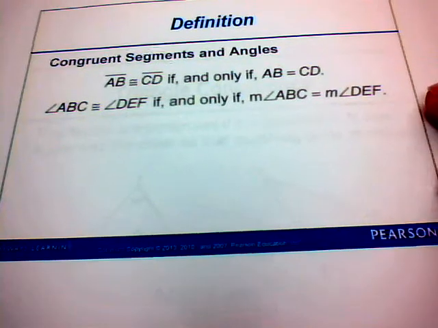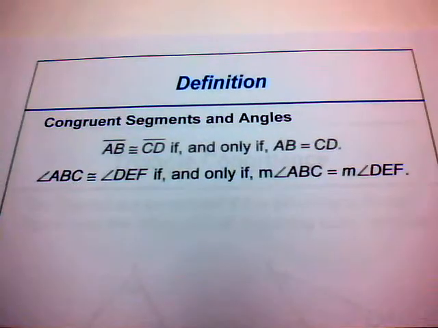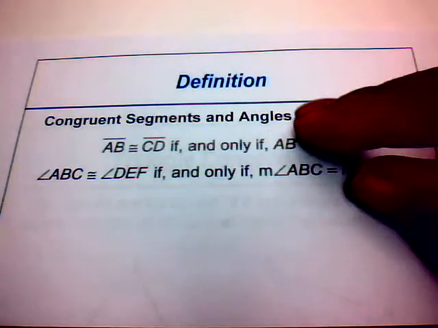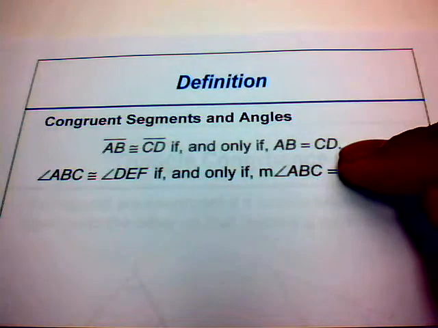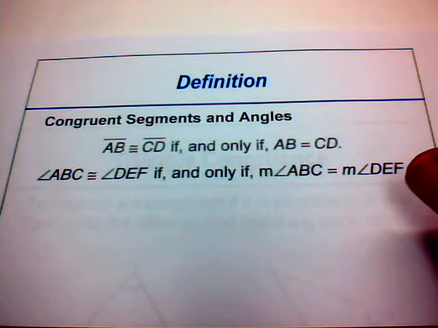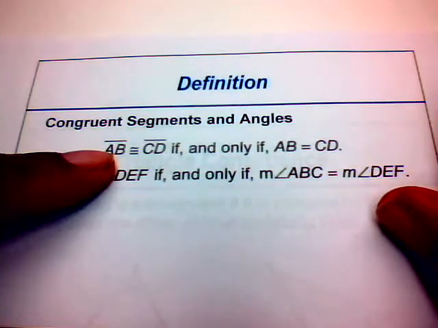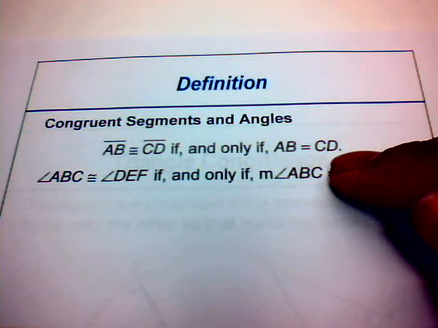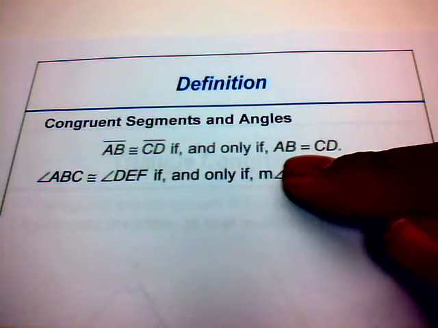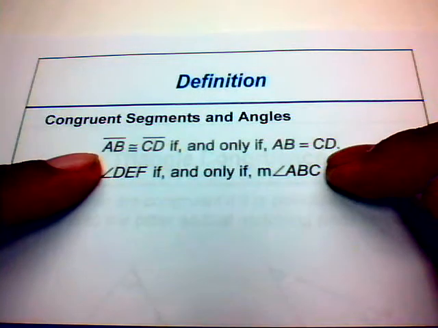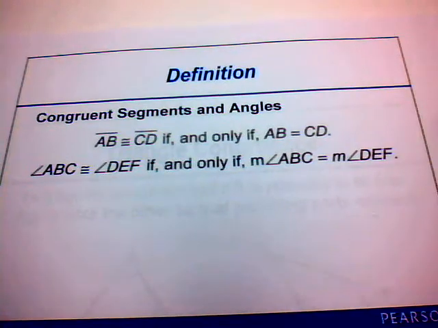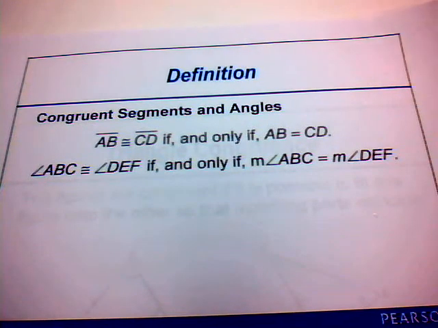Okay, a definition of congruent segments and angles. Line segment AB is congruent to line segment CD if and only if the measure of AB is equal to the measure of CD. So if line segment AB is congruent to line segment CD, then the measure of AB is equal to the measure of CD. And also, if the measure of AB is equal to the measure of CD, then we can say that the two line segments AB and CD are congruent to each other.